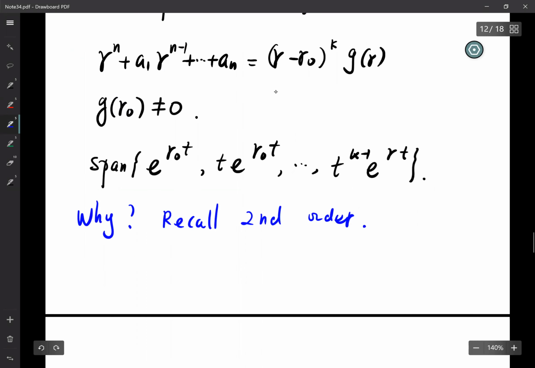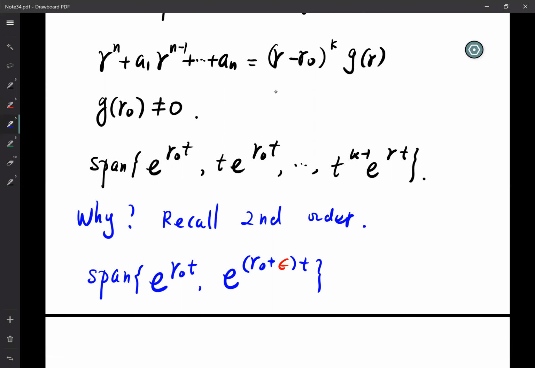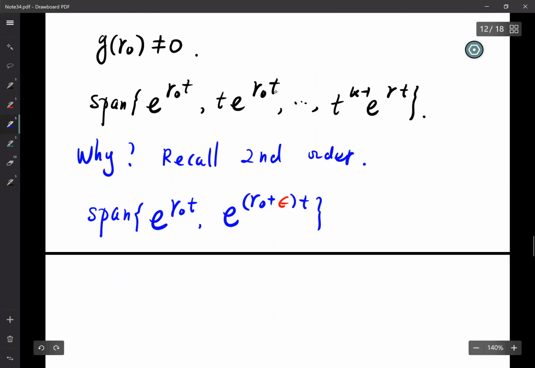One way to see how this t arises is you have two roots, but they're very, very close to each other. So this is R naught plus epsilon. Epsilon is a very, very small number. So if the roots, one is R naught, one is R naught plus epsilon, then indeed this is the span.